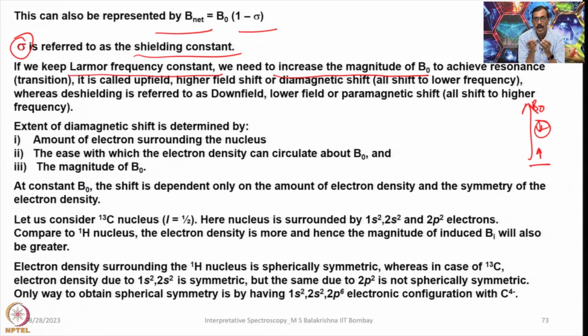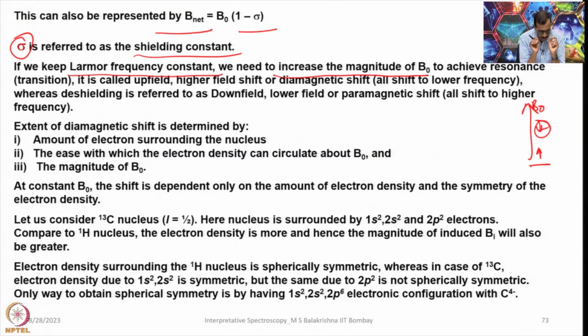As a result of diamagnetic shift, all signals will be shifted to lower frequency. Whereas deshielding is referred to as downfield, lower field or paramagnetic shift, all shifting to higher frequency, where the induced magnetic field will be reinforcing the applied magnetic field. In that case, what happens? The net magnetic field experienced by the nucleus will be much more than the magnitude of B naught. So that is called paramagnetic shift or paramagnetic deshielding shift.